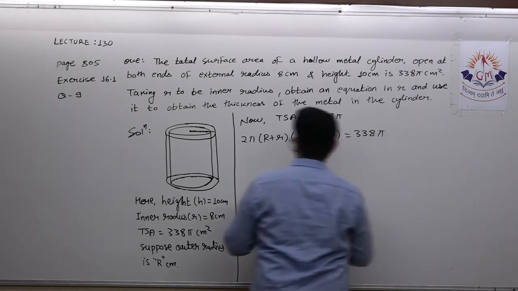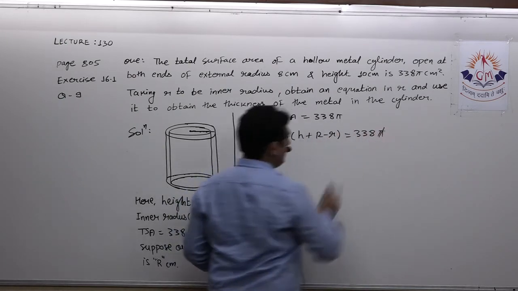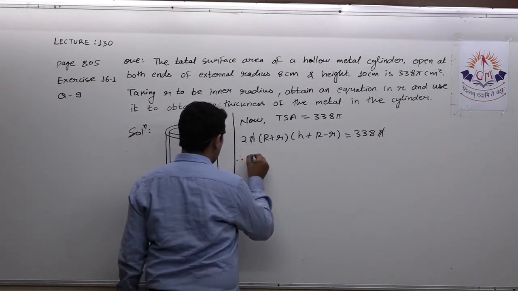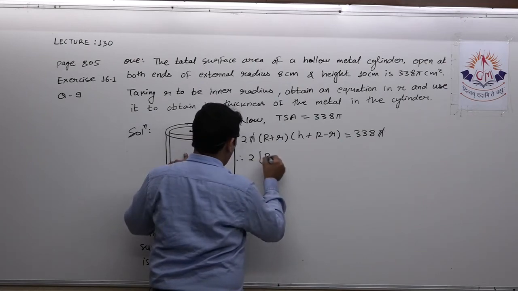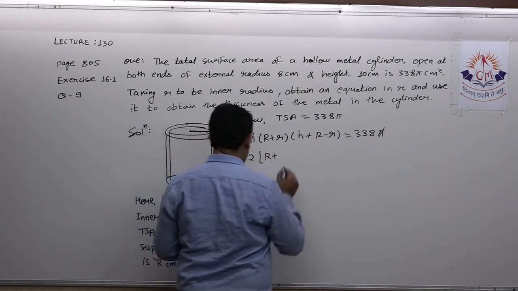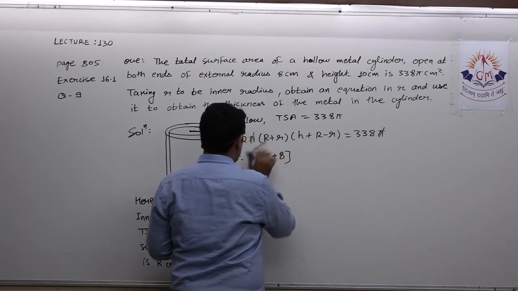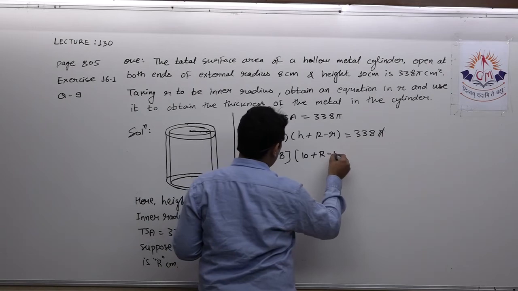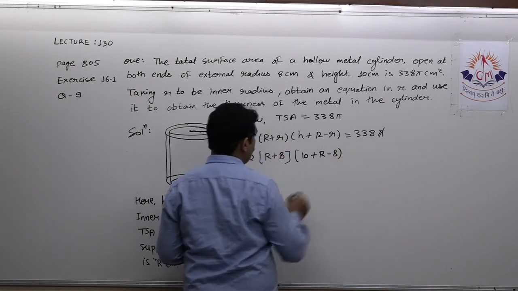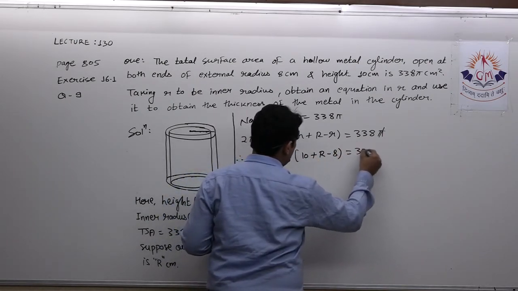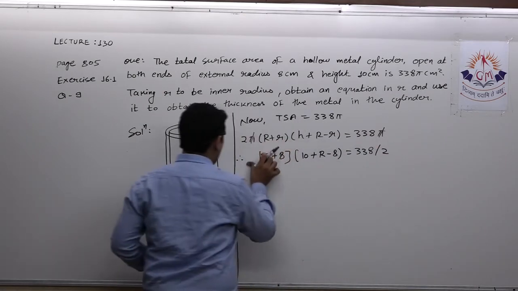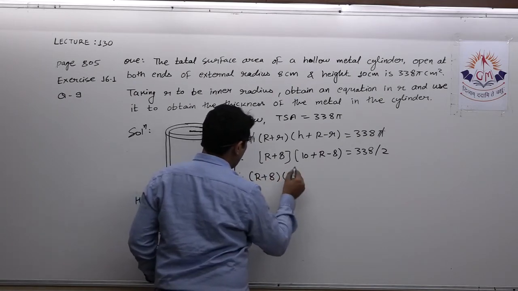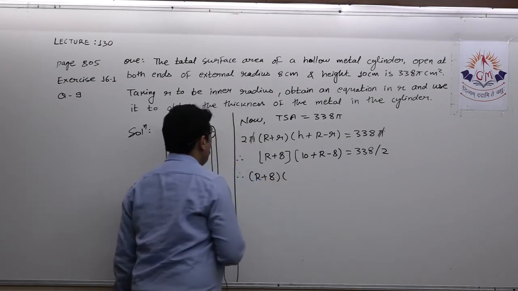Okay. Now this pi and pi I can cancel directly over here only. Now capital R I have to find, small r is given 8. Then h is 10, capital R I have to find, small r is given 8. One thing more I can do, 338 upon 2. This 2 I can take on that side.